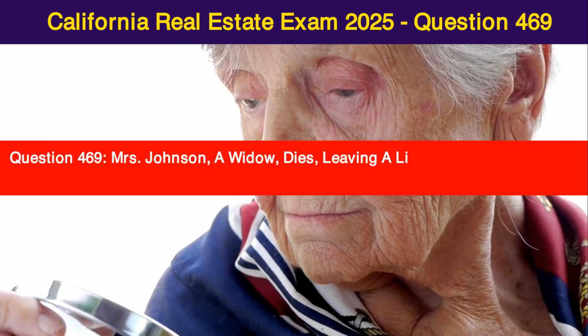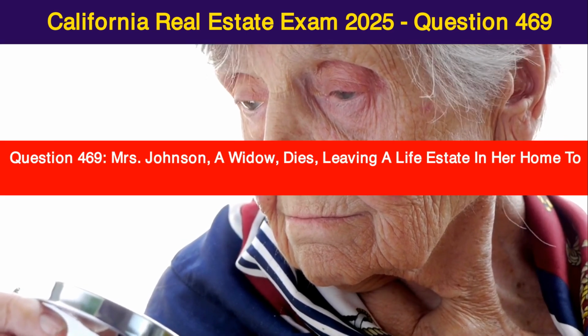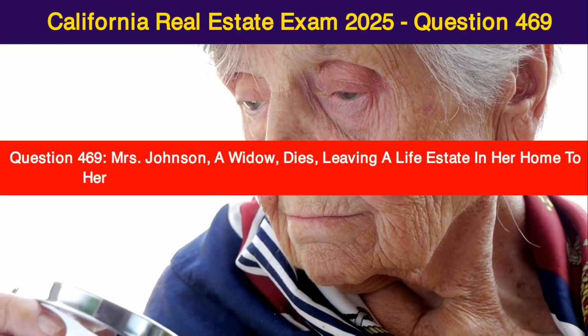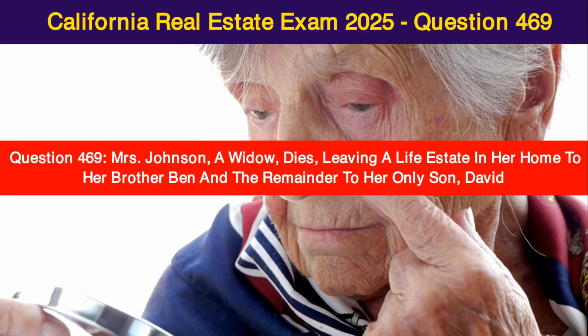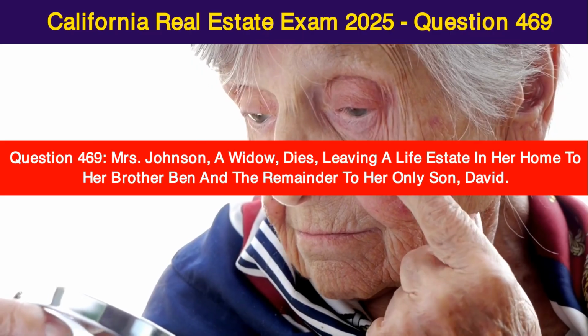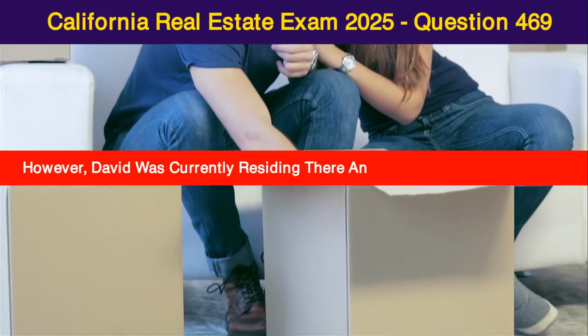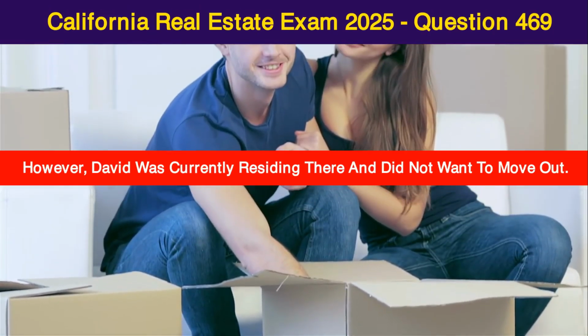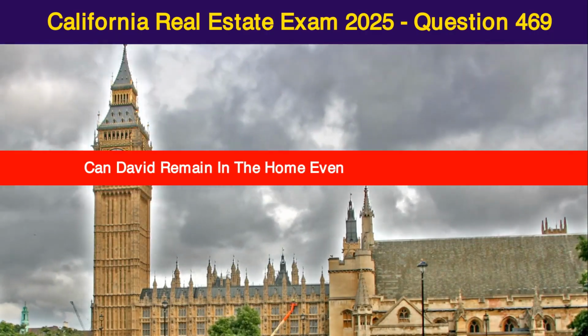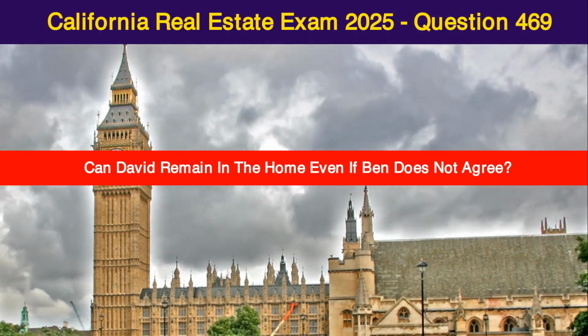Question 469. Mrs. Johnson, a widow, dies, leaving a life estate in her home to her brother Ben and the remainder to her only son, David. Ben planned to move into the house. However, David was currently residing there and did not want to move out. Can David remain in the home even if Ben does not agree?